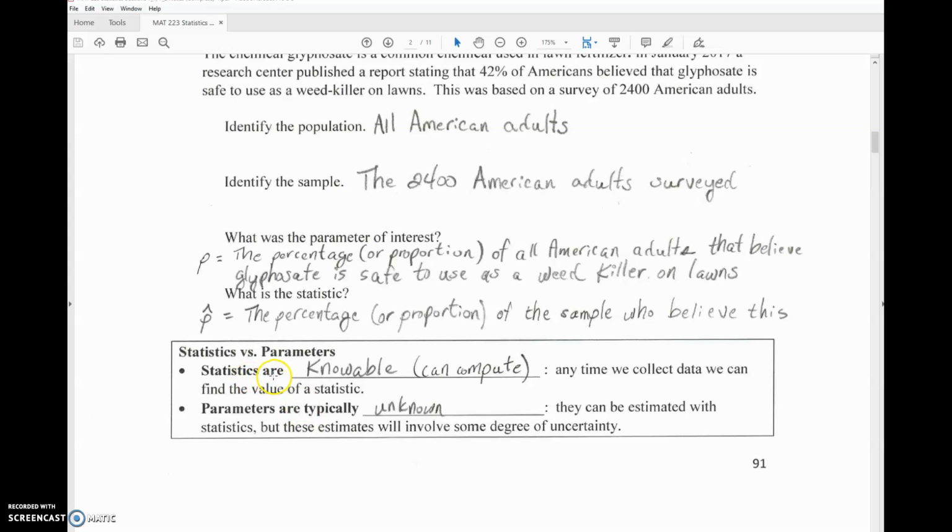So statistics versus parameters. Statistics we actually compute from our sample. So these are knowable. We can actually get statistics from a sample. Parameters are typically unknown. We can't really know them because the population is either too big to study or it's just impossible to find. Now they can be estimated with statistics, but these estimates will always involve some degree of uncertainty.